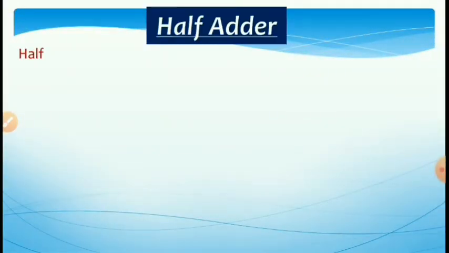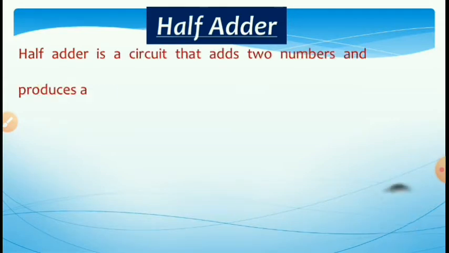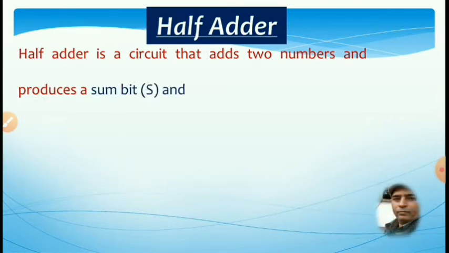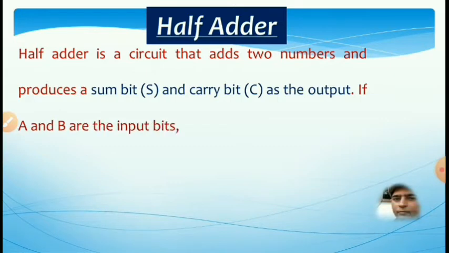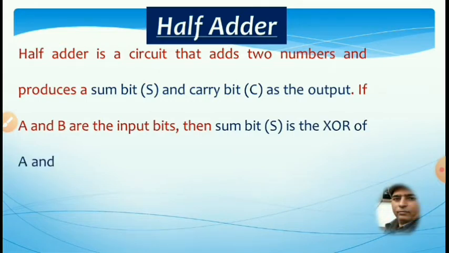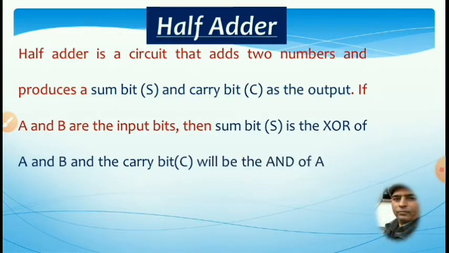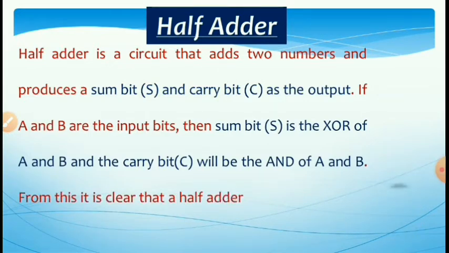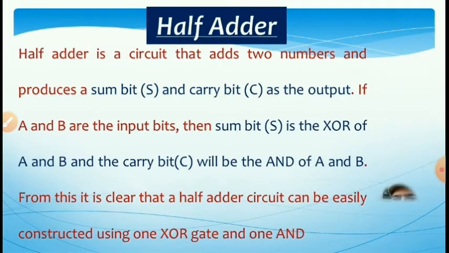Now let us discuss half adder. A half adder is a circuit that adds two numbers and produces a sum bit, that is S, and a carry bit, that is C, as the output. If A and B are the input bits, then the sum bit S is the XOR of A and B, and the carry bit C will be the AND of A and B. From this, it is clear that a half adder circuit can be constructed using one XOR gate and one AND gate.